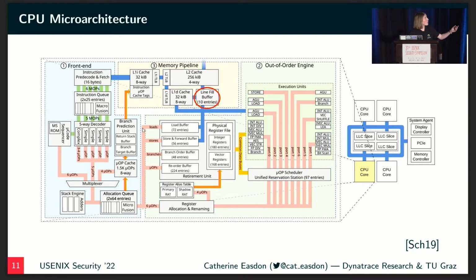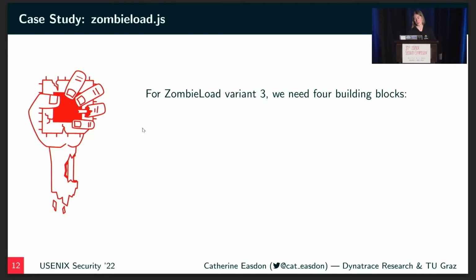So as you can see here, we've got the line fill buffer. And this is a really interesting target because any loads on the sibling hyperthread are going to come through the line fill buffer into the L1 cache, so we can pick up on these. We decided to implement ZombieLoad variant 3 because it's the most practical one for an unprivileged attacker.